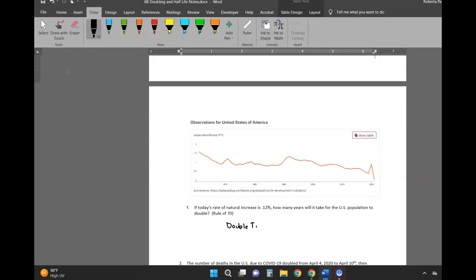We can use it for two different reasons. And so now we take 70 divided by 0.12. Remember, we don't change our percent to a decimal when we're using the rule of 70. 70 divided by 0.12 means that it would be 583.33 years to double, beginning with year 2023.